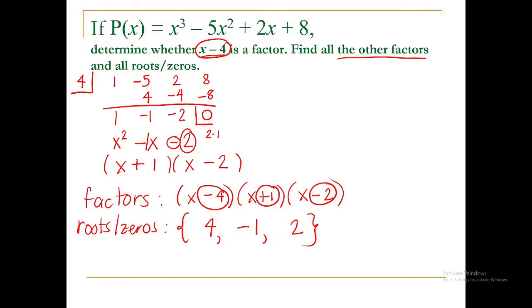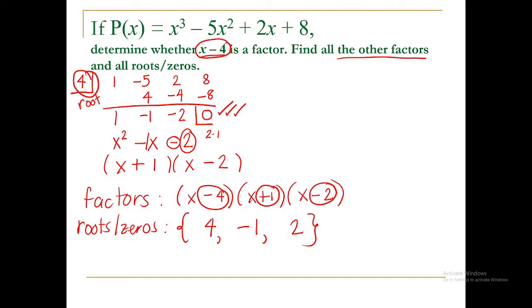And take note, sir, this 4 is also what we used in the synthetic division. This is a root. Yes, it is a root if you get a 0 remainder. But if you do not get a 0 remainder, then that is not a root at all. Is that clear?